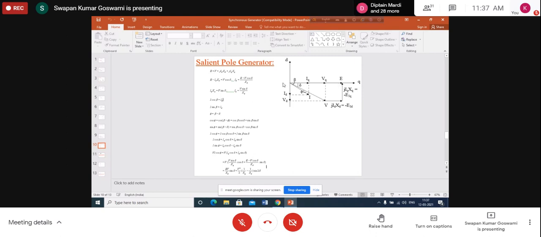Obviously, since this is a generator, EF will lead the terminal voltage. Let us draw this V as the terminal voltage. Arbitrarily we are drawing because we shall have to complete the phasor diagram. We are not measuring it. We will be using representative values. We shall just schematically show where is V, where is E, like that.